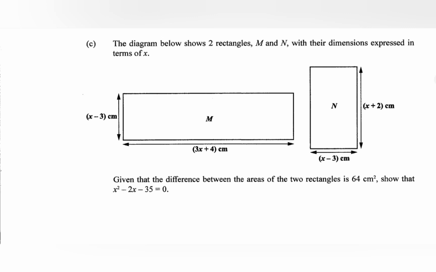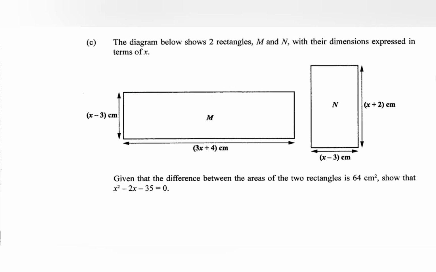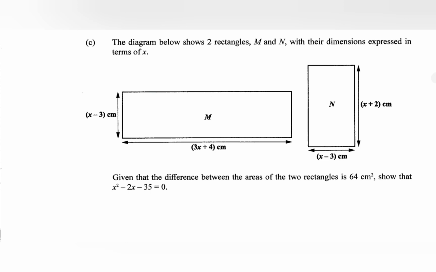Hello guys, we're looking at question 2c. It says that the diagram below shows two rectangles, M and N, with their dimensions expressed in terms of x. Given that the difference between the areas of the two rectangles is 64 centimeters squared, show that x squared minus 2x minus 35 is equal to 0.